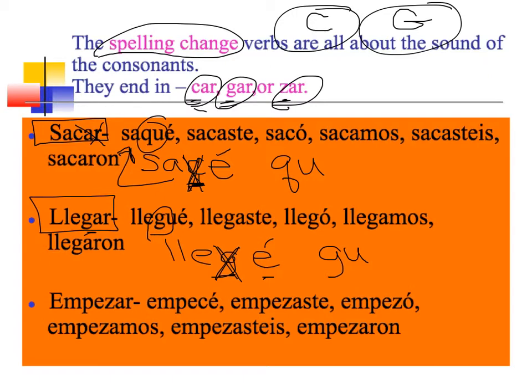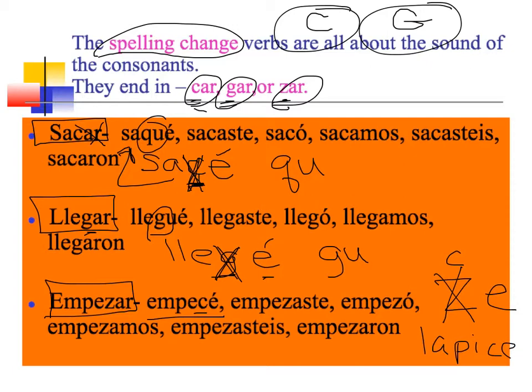This one, empezar, or any verb that ends in ZAR, when you write out the yo form in the preterite, you can't leave a Z in front of an E in Spanish spelling. It just doesn't happen. That has to change to a C. You learned that when you did lápices. So you spelled lápices with a CES, the word pencils, back in Spanish 1. That's going to happen anytime you have a Z coming in front of an E. It's incorrect spelling. Okay, so this group really is known for spelling changes because of the sound.